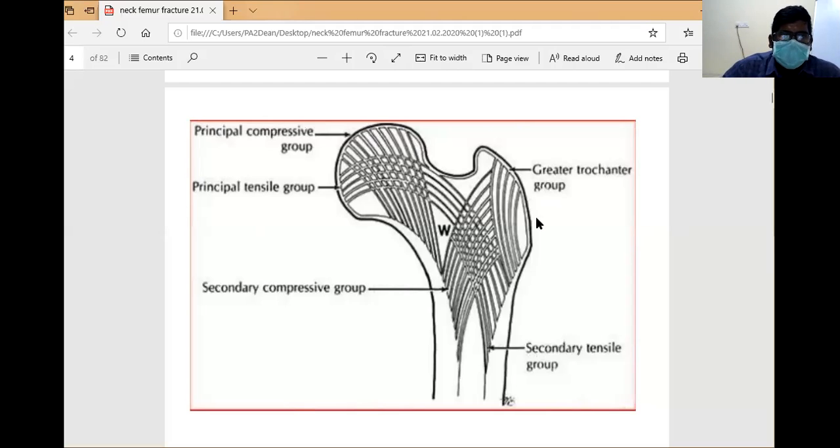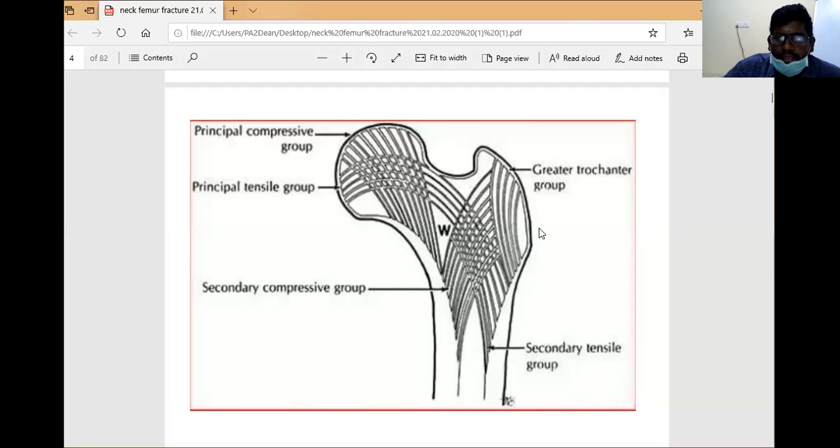There are 5 groups of the trabecular pattern in the proximal femur. First one is the principal compressive group. Second one is the principal tensile group. Third one is the secondary compressive group. Fourth is secondary tensile group, and fifth is greater trochanteric group. Why are these groups important? Because in elder age group and geriatric age group, these patterns are altered. It indicates the level of the osteoporosis.